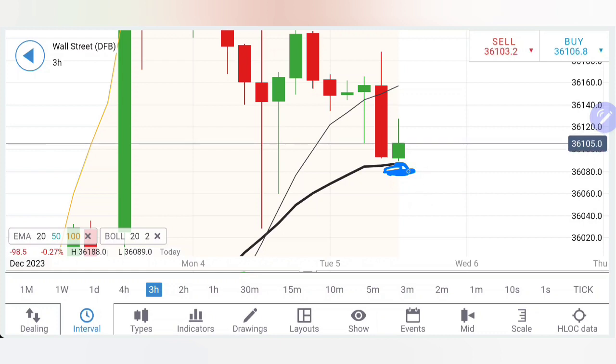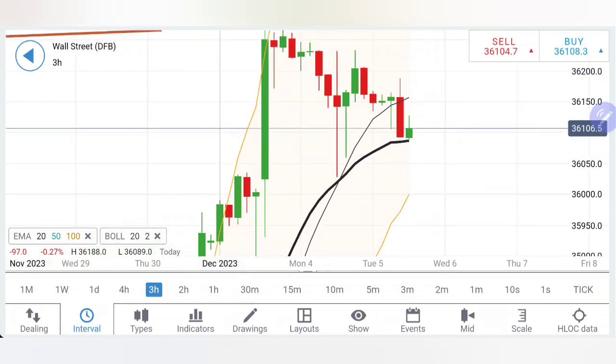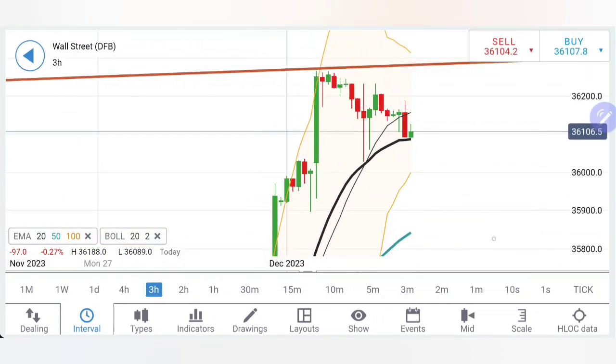It has to break below the 36,080, 36,050 zone in order to confirm the reversal, below which you can certainly expect more bearishness to prevail. Else what is happening? It is taking the support from the 20-period moving average and trying to consolidate within the zone here. On the upside, 36,200, 36,250 is the zone where we have maximum resistance.